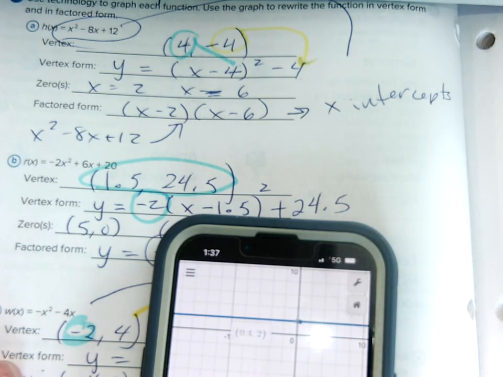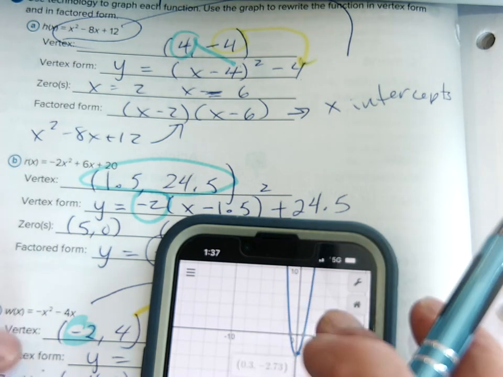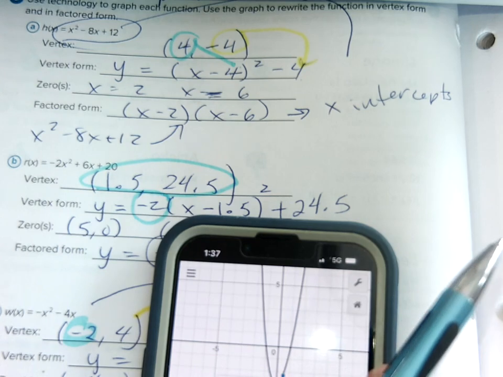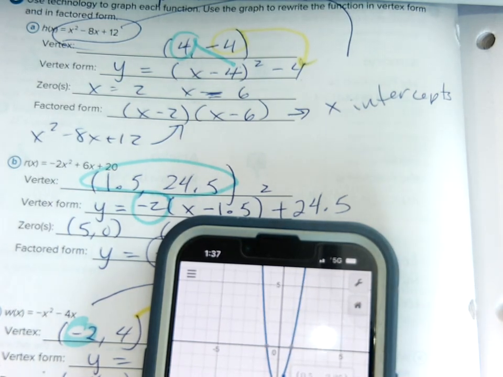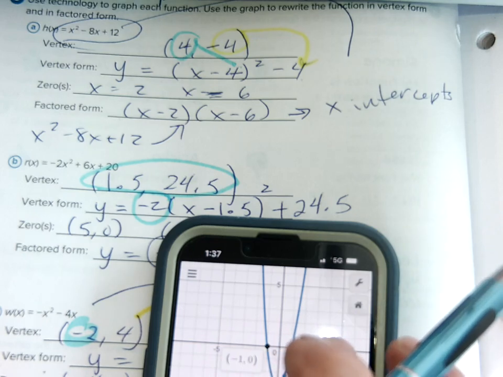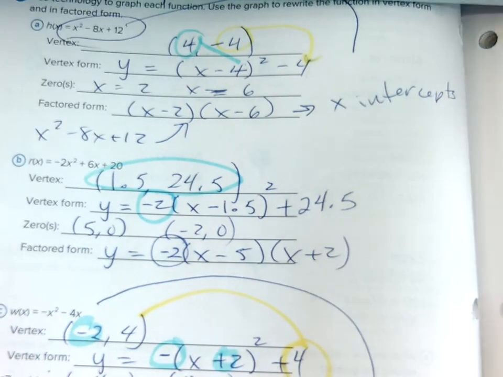And I've got a 3x squared. Subtract 3. And I get this one right here. Okay, the vertex, I tap on the vertex, it's at (0, -3). And my x-intercepts are at -1 and 1. Okay, so I wrote those down.